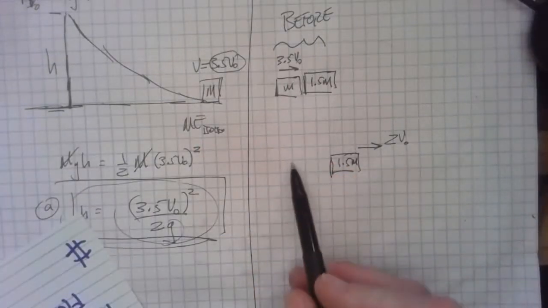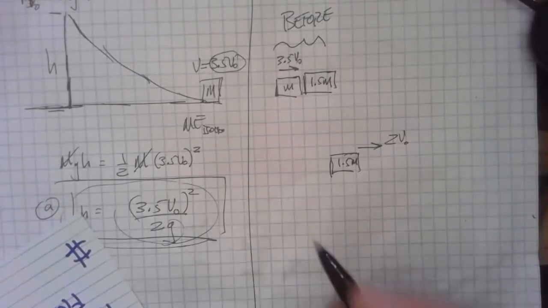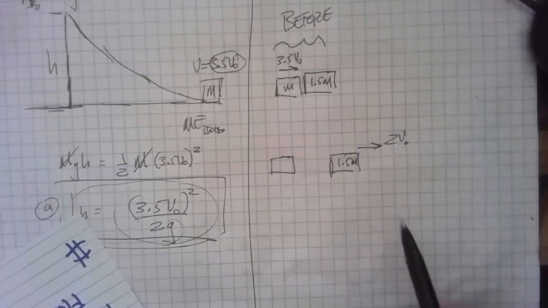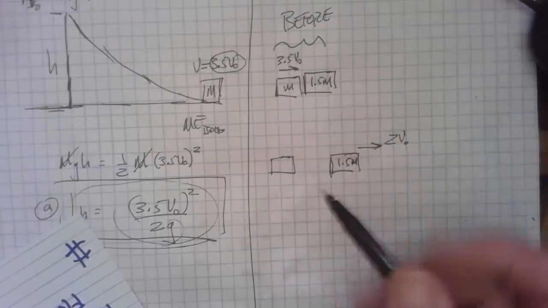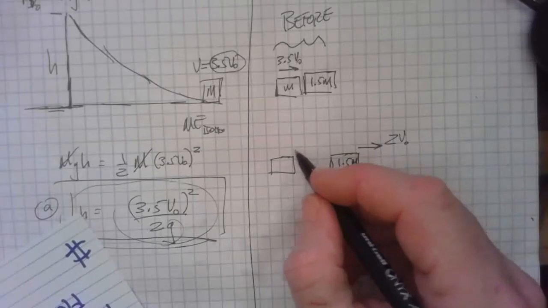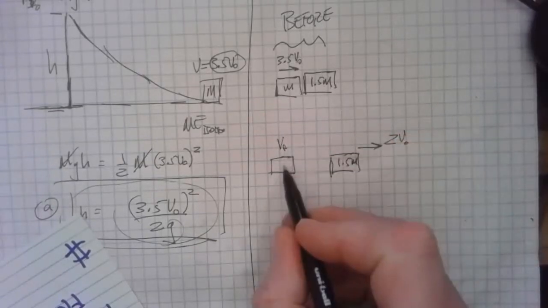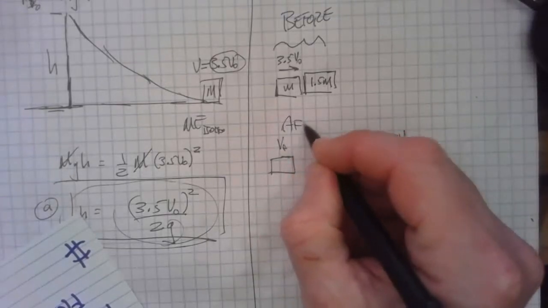I don't really know what this one's doing. Is it moving this way with a speed? Is it rebounded backwards? I really don't know. But it is going to have something. I don't think it'll be stopped. Usually it only stops if the objects are the same mass. So we need to find the final velocity of this block. This is our after situation.